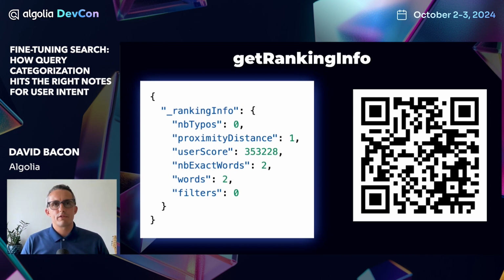But now if you look on the left-hand side, you'll see that for that top record, we have 0 typos. The proximity distance is 1 because the 4K and TV were adjacent in the name attribute. And then you can see you have a number of exact words, 2.